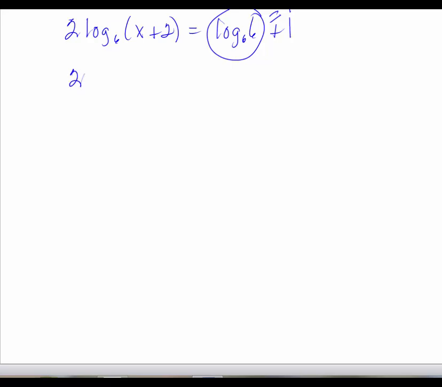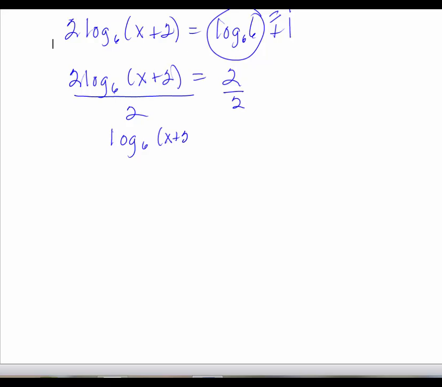this a little bit easier right there, because I now have a log equation where I have a log on one side and a constant on the other. So my goal is to isolate the log expression and then change to exponential form. So I do that by dividing both sides by 2. So I get the log of x plus 2 base 6 is equal to 1.